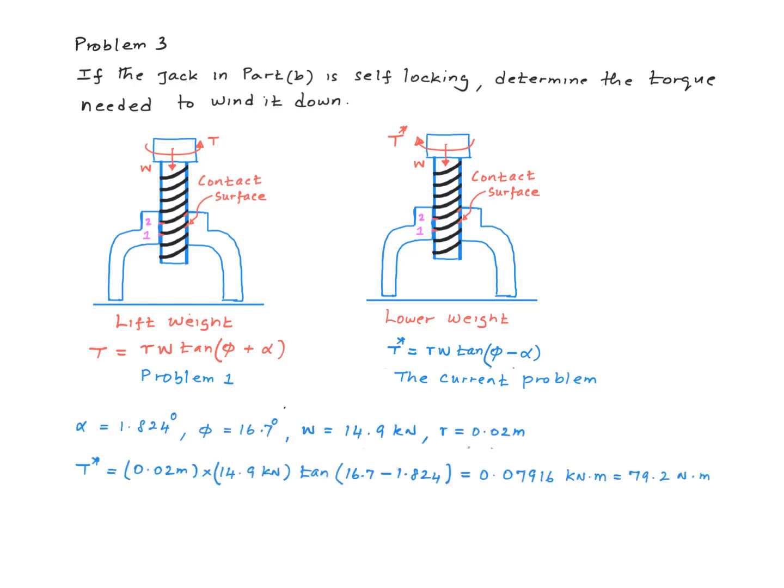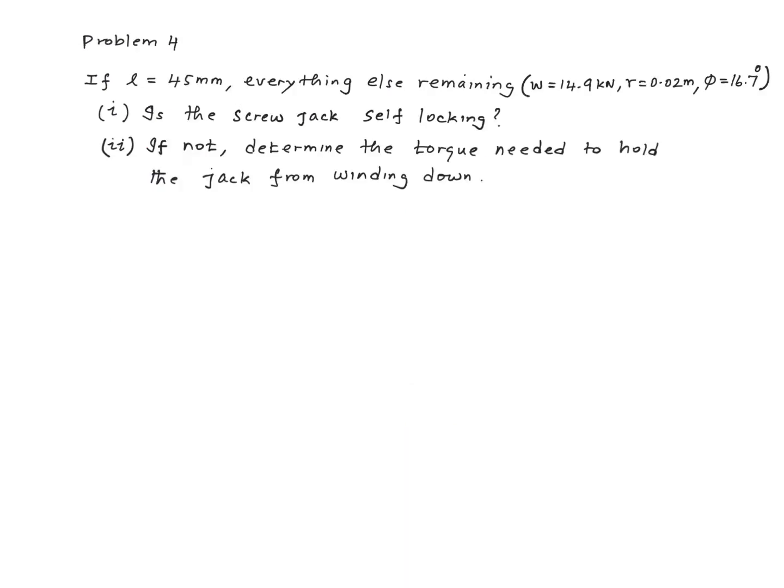We already calculated values for alpha, phi, and W. The radius is given. Using these values in this expression, T star is calculated to be 79.2 Newton meter. Remember, we had to apply 100 Newton meter to lift the weight, right? So the calculation here tells us that we need to apply 79.2 Newton meter to lower the weight. Let's do one other problem.